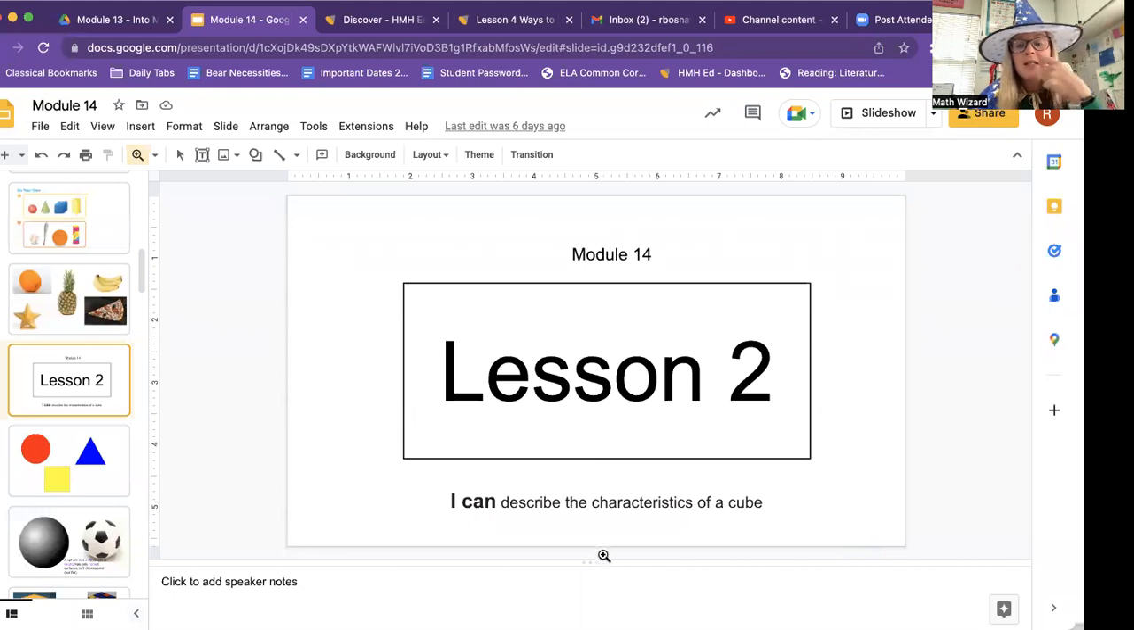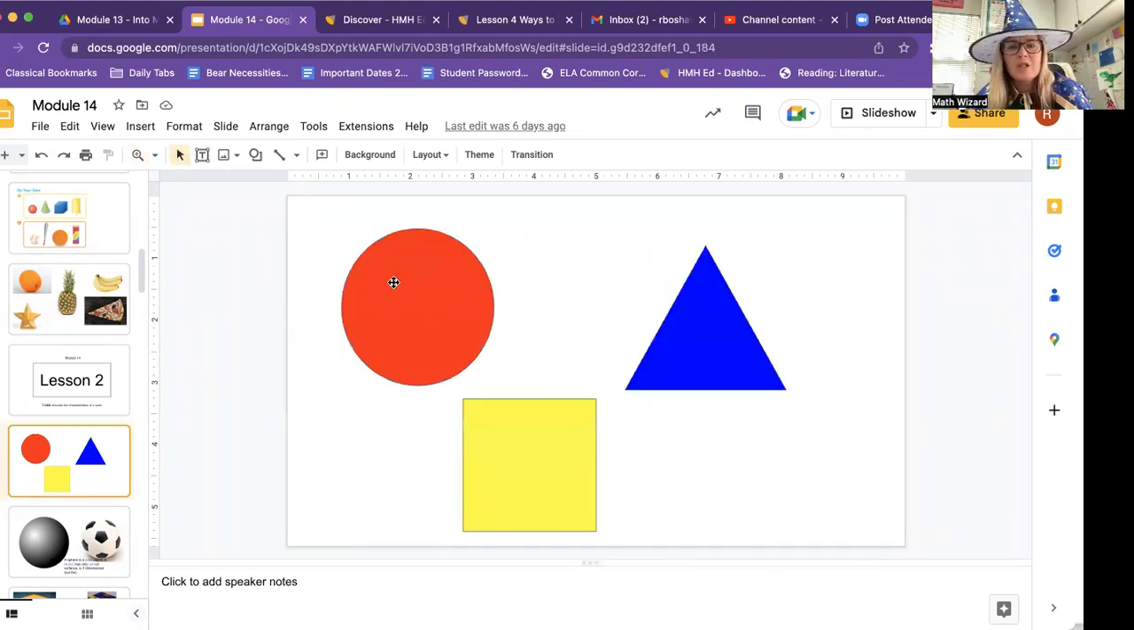You are in module 14, lesson 2. It says, I can describe the characteristics of a cube. I guess we will find out what a cube is. But let's review our two-dimensional shapes. We have a circle, which is round, right? We have a square, which has, we counted, 4 equal sides. And then we had a triangle, which has 3 sides.